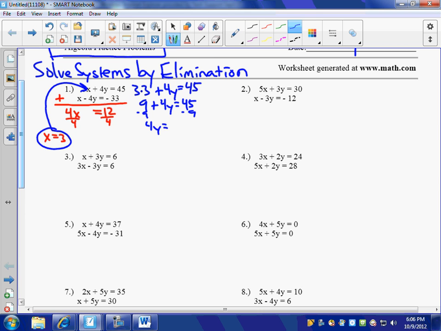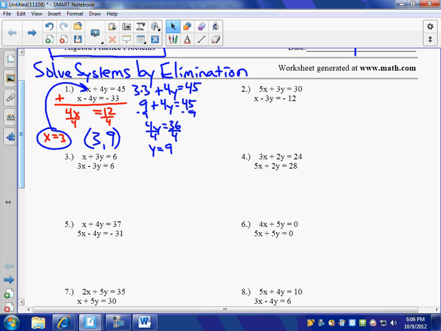4y is equal to 36. Divide by 4, y is equal to 9. So I have x is 3 and y is 9. That is my point of intersection. So that'll be problem 1.